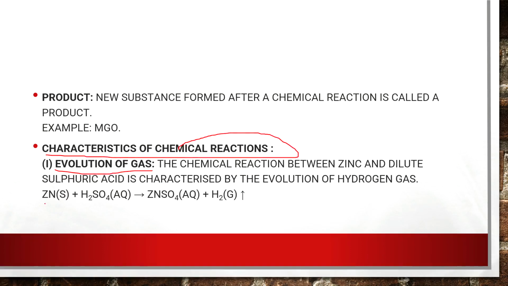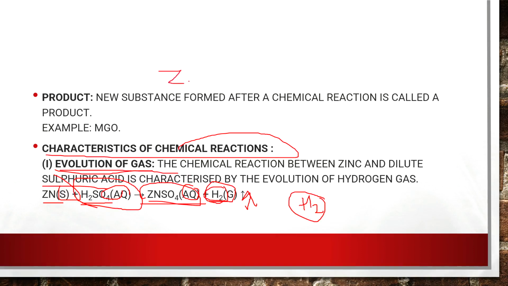The best example is zinc when it is usually reacted with sulfuric acid, H2SO4 aqueous, in liquid form, in solid form. So zinc, when it reacts with H2SO4, usually gives ZnSO4, and hydrogen gas H2 is released. One is in gas form and one is in aqueous form. So ZnSO4 plus H2, this is the first gas which is released from the evolution of gas.